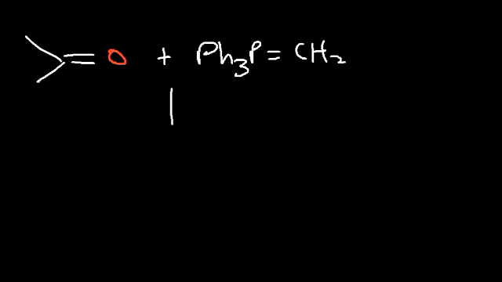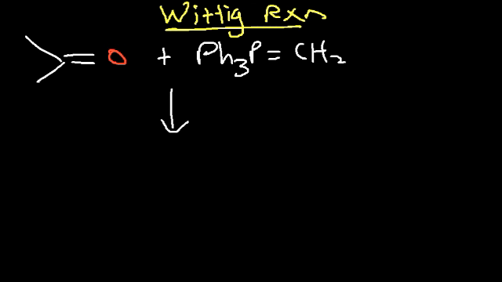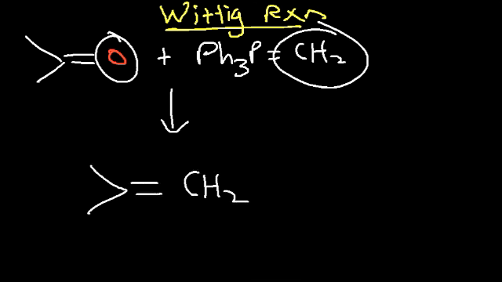So now let's talk about the Wittig reaction. Let's say if we have a ketone, and if we react it with an ylide, what is the product of this reaction? The Wittig reaction is very useful for converting ketones and aldehydes into alkenes. And so to draw the product of the reaction, all you really need to do is replace the oxygen with the CH2 group. And so the answer is going to look like this.